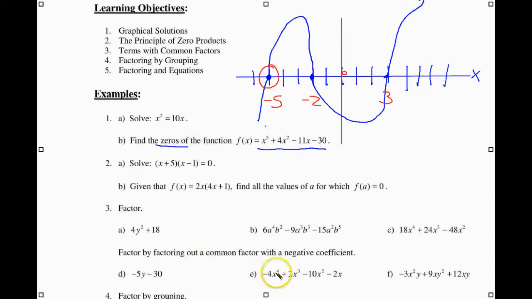Okay, 35 minutes. We're getting into some heavy things.